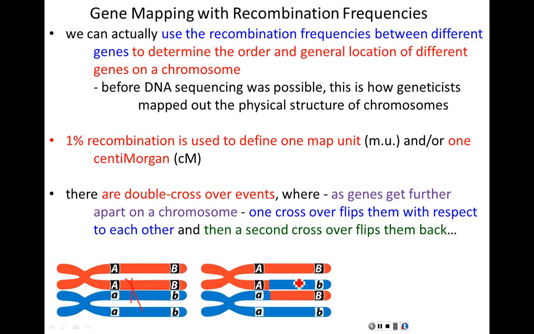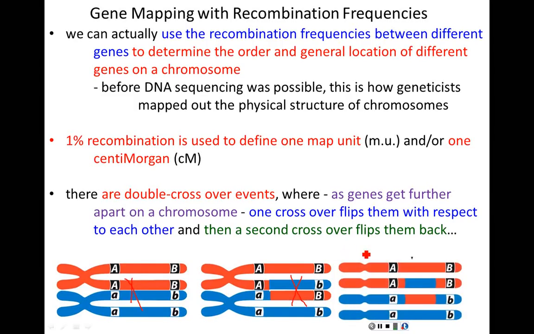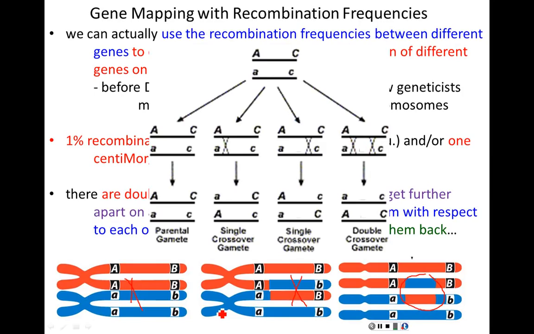But then if we get a second recombination event, also between A and B, they're going to flip back. And see, genes A and B, with respect to one another, are coupled again. But we did get some transfer of chromosome material in between. So we can have these double crossover events where we flip and then flip again and kind of restore the original configuration. I bring those up now simply because we're going to go over those in some great detail in the next lecture. I want to open your eyes to it.